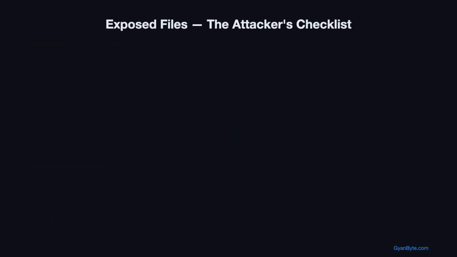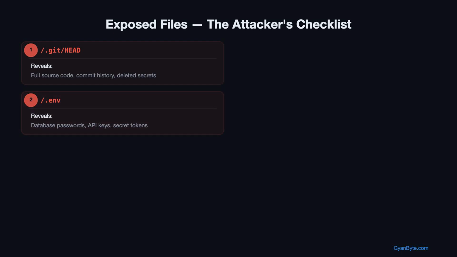Exposed files and services. Attackers don't guess randomly. They have a checklist. /.git/HEAD. If this returns a ref, they can reconstruct your entire source code. Every file, every commit, every secret you ever committed and thought you deleted. /.env. Database passwords, API keys, secret tokens, all in one file. If your web server serves static files from the root directory, this file is public.